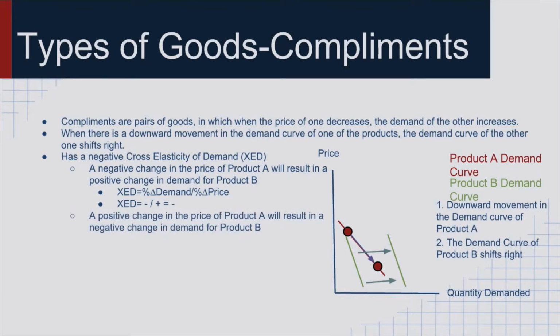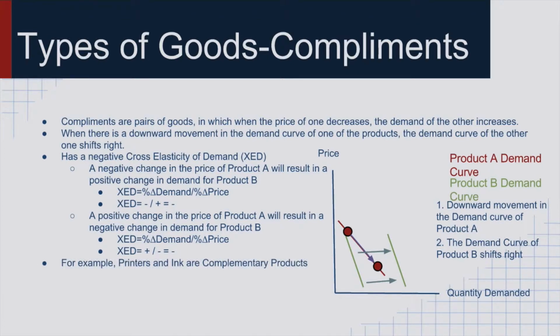A positive change in the price of product A will result in a negative change in demand for product B. So again, the XED is the change in demand over the change in price, but this time it's a negative value over a positive value, which will again result in a negative value.